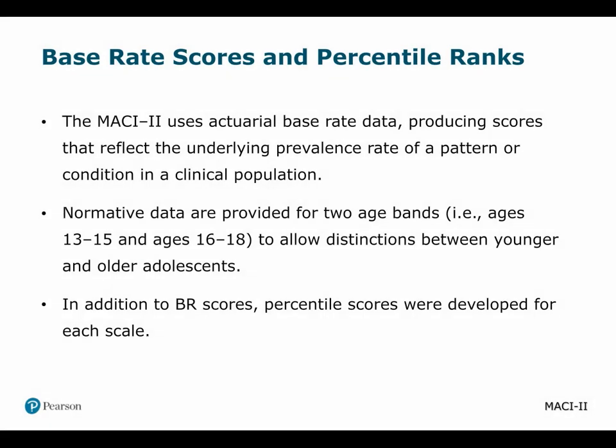Like its predecessors, the MACI-II uses actuarial base rate data. The MACI-II produces scores that reflect the underlying prevalence rate of a pattern or condition in a clinical population. Normative data are provided for 2 age bands, ages 13 through 15 and ages 16 through 18, to allow distinctions between younger and older adolescents. In addition to base rate scores, percentile scores were developed for each scale.